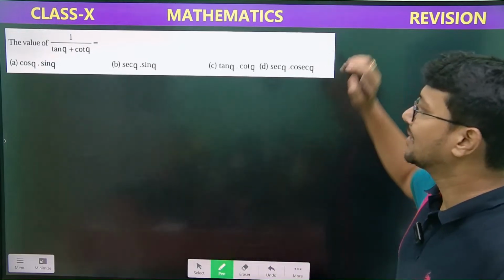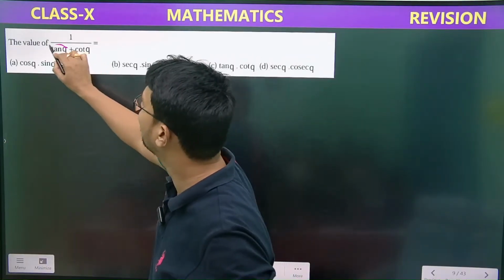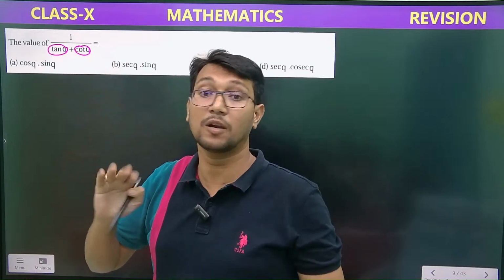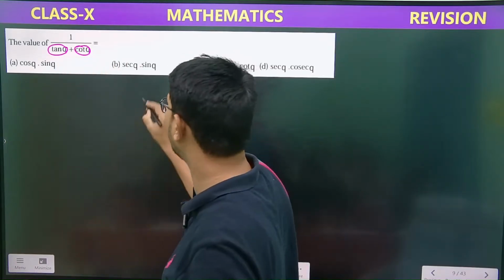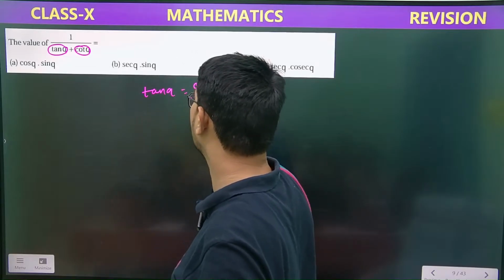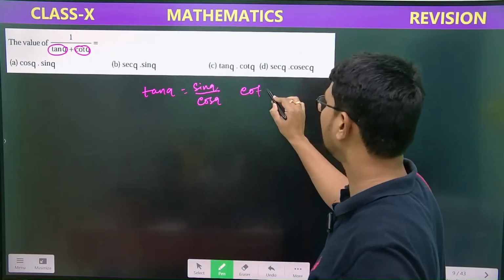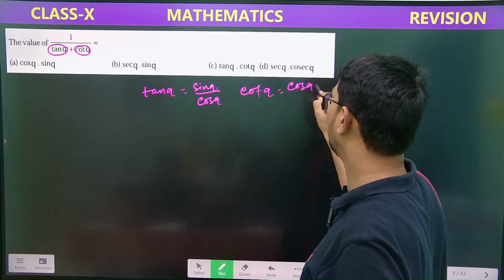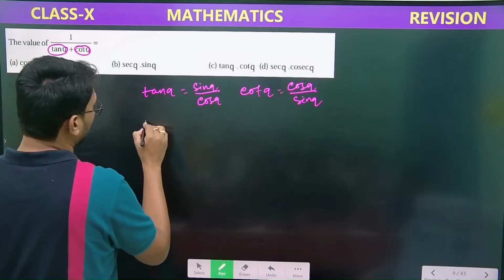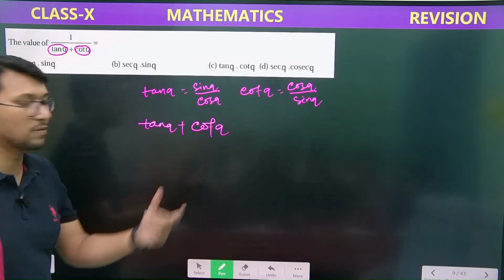Time is already over, children. So what you will do, how to solve this question? You have to use which relation? Not reciprocal, the quotient relation. Quotient means tan q can be written as sin q by cos q, and cot q can be taken as cos q by sin q. Let me write. First let me find tan q plus cot q.